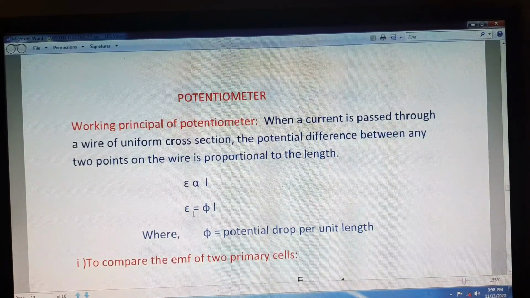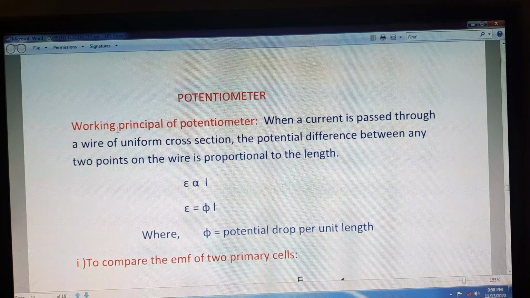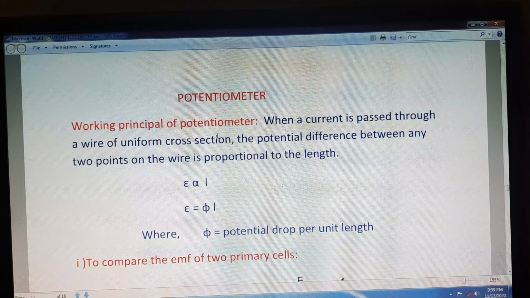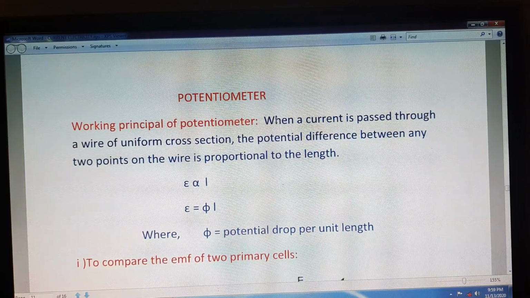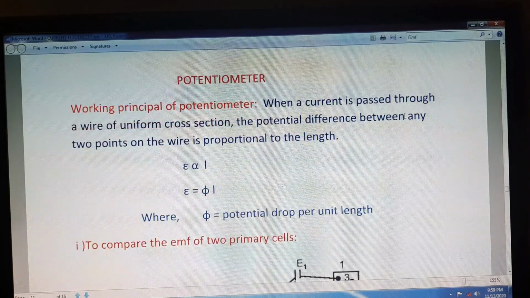And the next topic is the potentiometer. We already discussed Kirchhoff's law and the Wheatstone bridge, and the next one is the potentiometer. Before going to this topic, we have to discuss the working principle of the potentiometer. This is the relation between the length of the potentiometer wire and the potential drop, the potential difference. The potential difference is represented by V or epsilon. When a current is passed through a wire of uniform cross section, the potential difference between 2 points on the wire is proportional to the length.